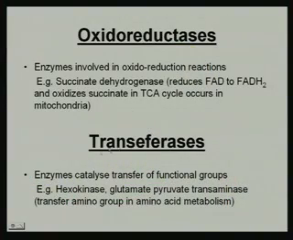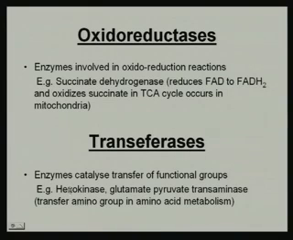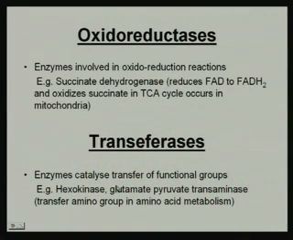Now, transferase is another group of enzyme. This is the second group of enzyme, where the enzyme catalyzes the transfer of a functional group. Hexokinase is one example, where glucose is converted to glucose 6-phosphate with the help of the enzyme hexokinase. What is it doing? It is transferring the phosphate group to the 6th position of this hexose sugar, and it is called the transferase group of enzyme.